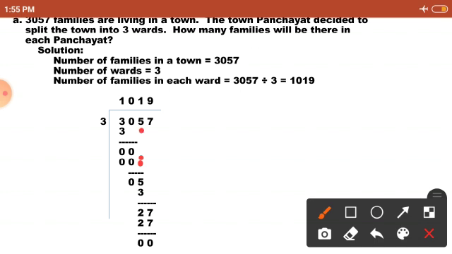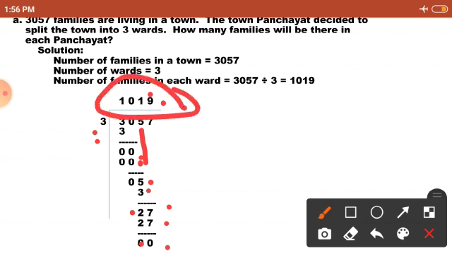Next, take the next number, that is 5. Now divide this number by 3. 3 ones are 3. So 5 minus 3 is 2. Take the next number, 7. Now it will become 27. So 3 nines are 27. Subtract this: 7 minus 7 is 0, and 2 minus 2 is 0. So what's the quotient? 1019. I already told you the quotient will always be the result, right? Here they are asking about the number of families in each ward, and the result will always be the quotient. So the answer is 1019.